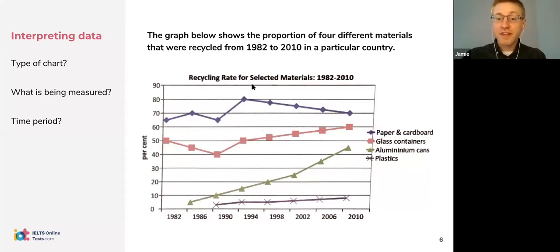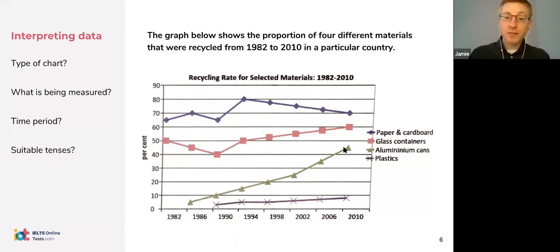Excellent, Rania, from 1982 to 2010. So once we've clarified the time, this will help us to identify the tenses that we can use to describe the changes. Are we talking about the future, the present, the past? It's the past, exactly. So the entire period being described is in the past. So we'll primarily be using the past simple.